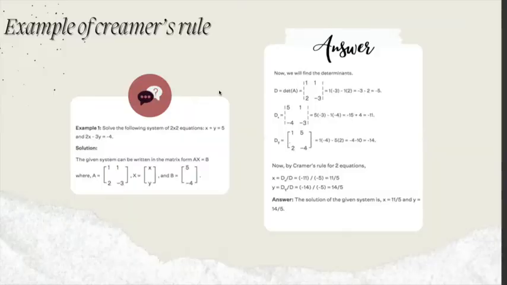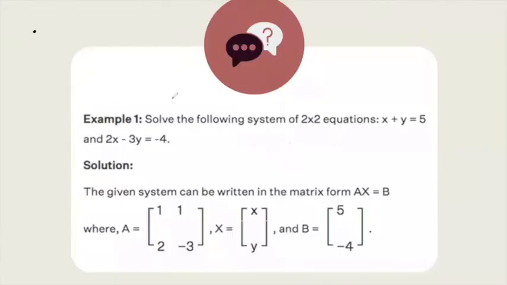Note that the system of equations has a unique solution only when D is not equal to 0. Moving on to the example of Cramer's rule of 2 by 2 equations. So the question here is: solve the following system of 2 by 2 equations: x plus y equals 5 and 2x minus 3y equals -4.